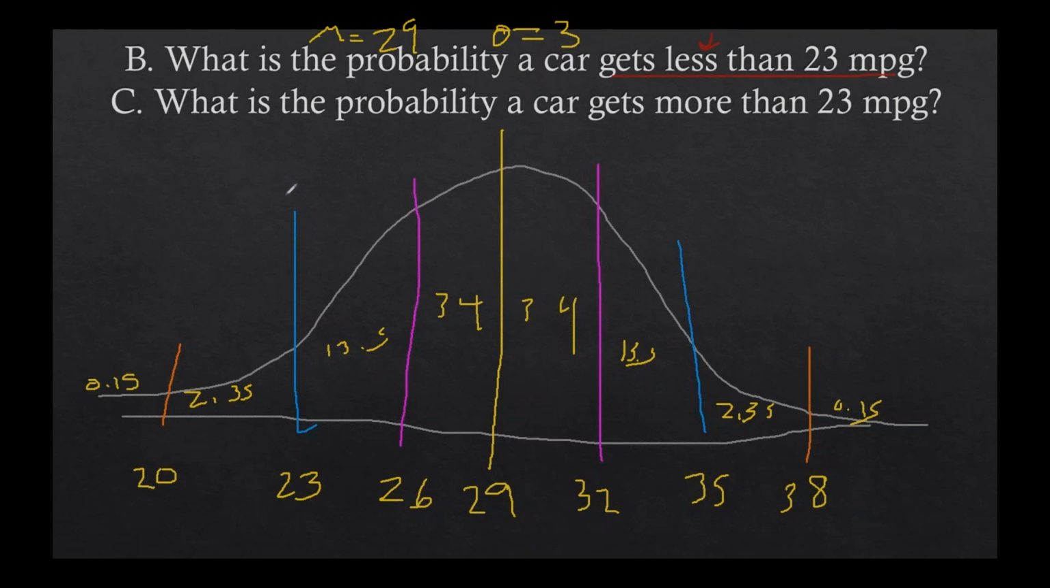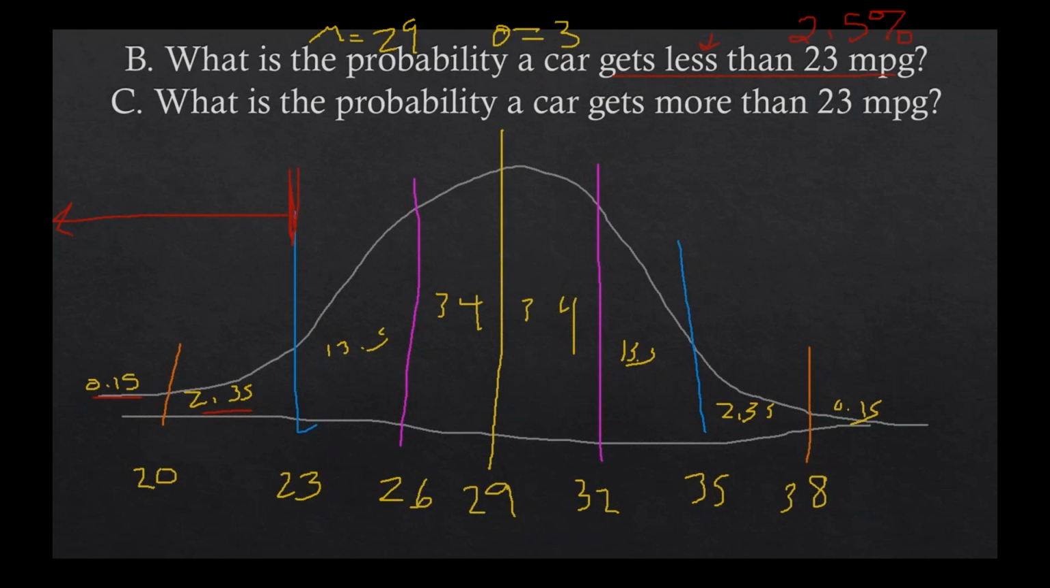Exactly. And think about it. So here's 23 is here. If you want less, well, which way do the numbers get less? They get less going to the left. So for the part B, car gets less than 23 miles per gallon, you simply add all of those percentages to the left. So we're going to add 2.35 and 0.15. And together, what do we get? 2.5%. So there's a 2.5% chance that your car gets less than 23 miles per gallon.